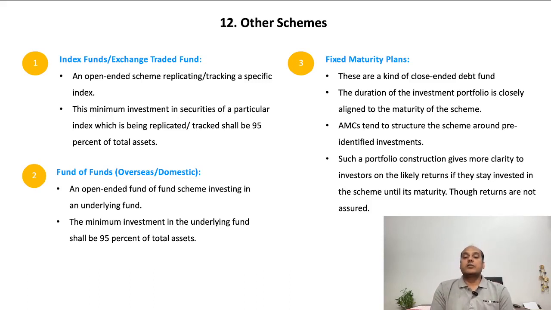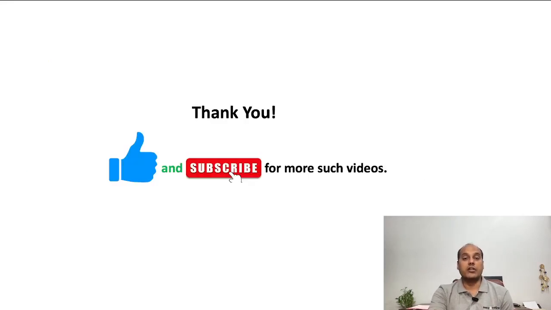And there is another, the fixed maturity plan. So fixed maturity plans are nothing but a type of closed-ended debt fund. The duration of such an investment portfolio is closely aligned to the maturity of the scheme. So for example, you have a 365 days fixed maturity plan. The fund manager will invest in those securities where the duration of those securities matches with the maturity of the fixed maturity plan itself. The purpose of such a fixed maturity plan is to have more predictable returns, though returns are not assured.